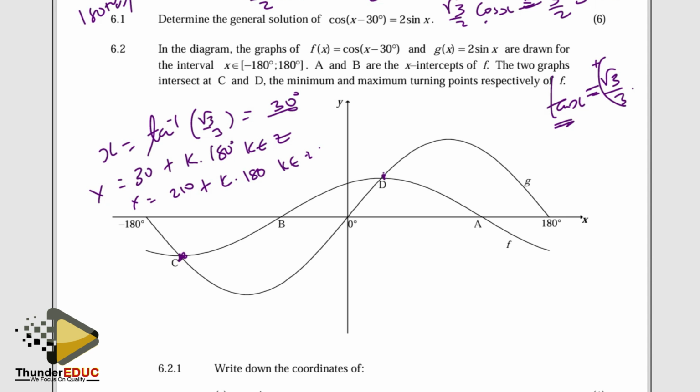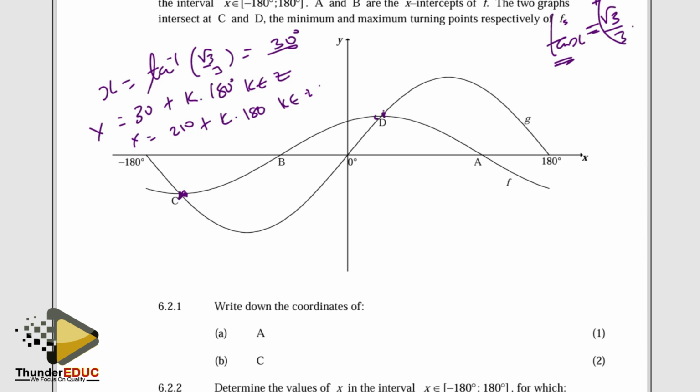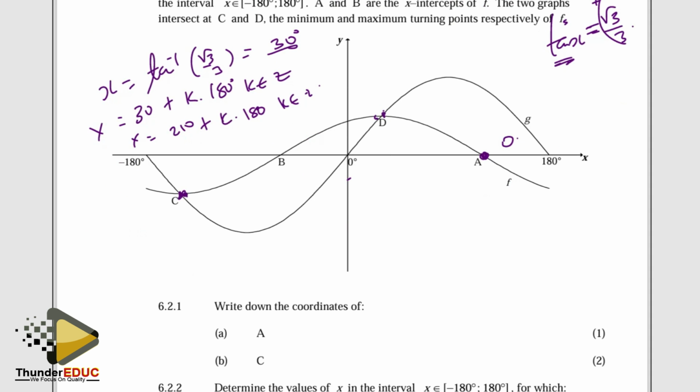Of the minimum and maximum of f. They want the coordinates of a, the x-intercepts. So if we have a graph of f, and at this point y is 0, how many marks is it? It's 1 mark.